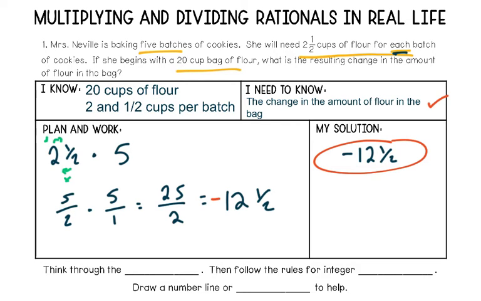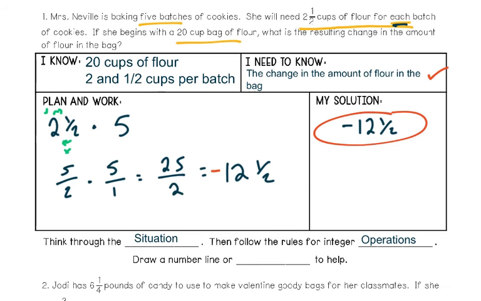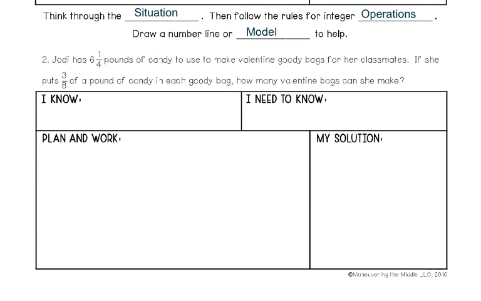So as we go through these problems, we're going to think through the situation and then follow the rules for integer operations. Sometimes as we go through these, it might be helpful to draw a number line or a model. So it might be helpful to do that for you. So keep that in mind for this next problem.